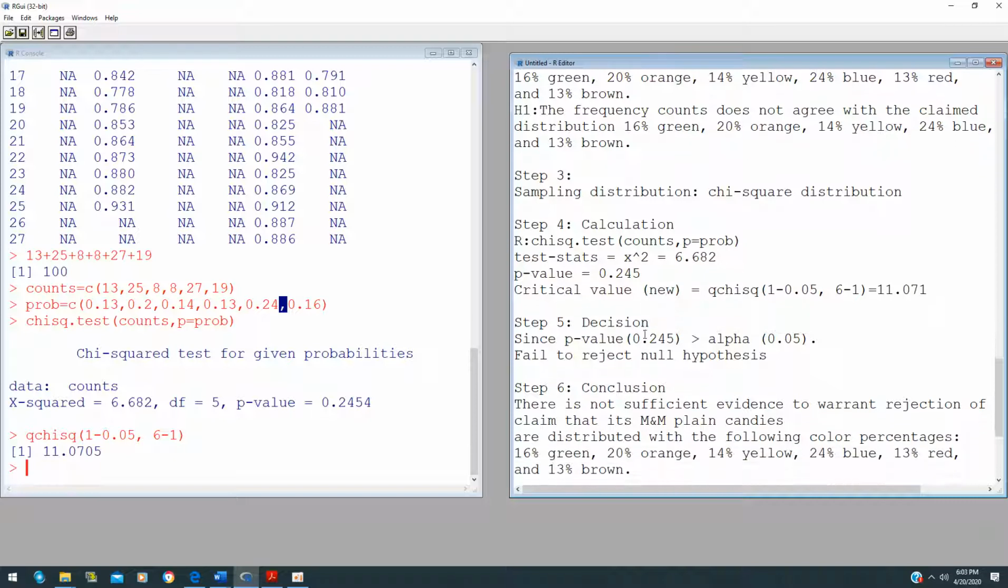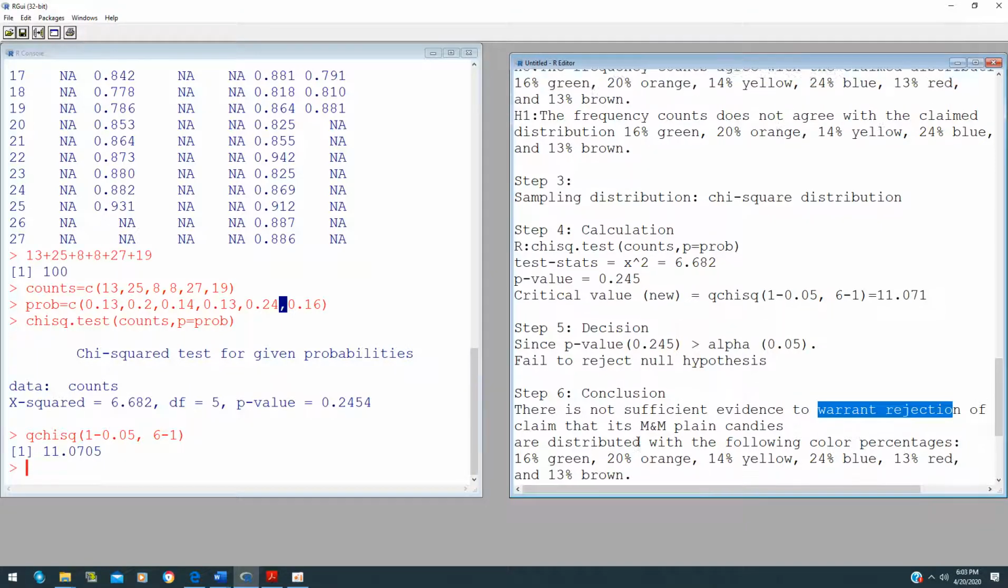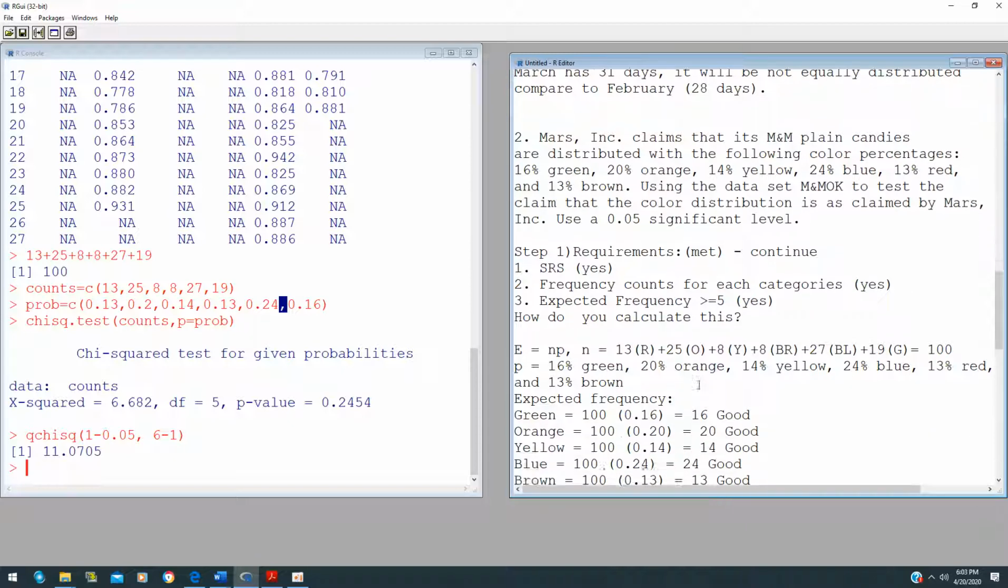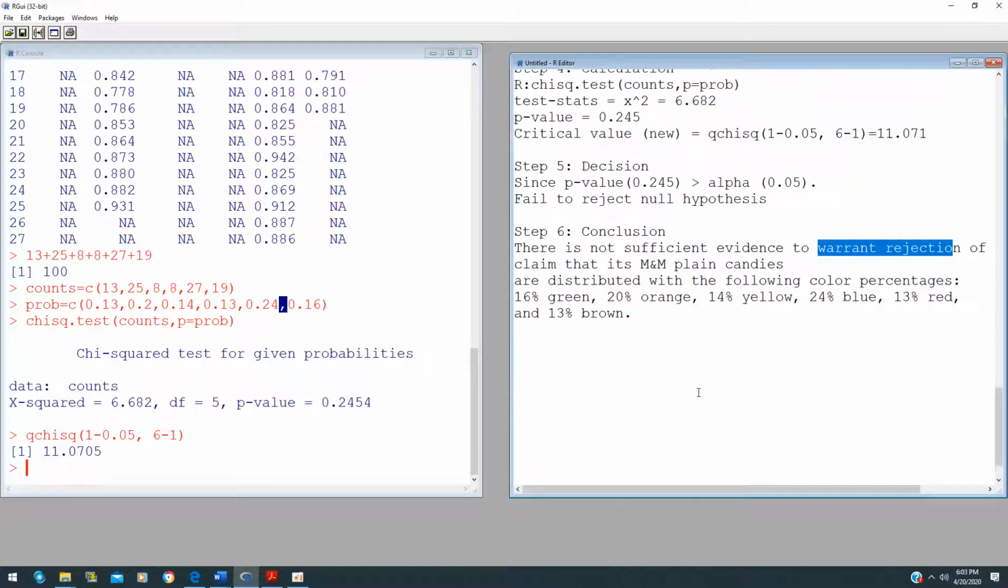And then the decision is based on the p-value and your alpha. Since this p-value is greater than alpha, we will fail to reject the null hypothesis. And once we fail to reject, the conclusion says there is not sufficient evidence to warrant rejection of the claim that the M&M plain candies are distributed with the following percentages. Again, this comes from your question. I just copy and paste it from your claim statement in this case. So this is how we do it.